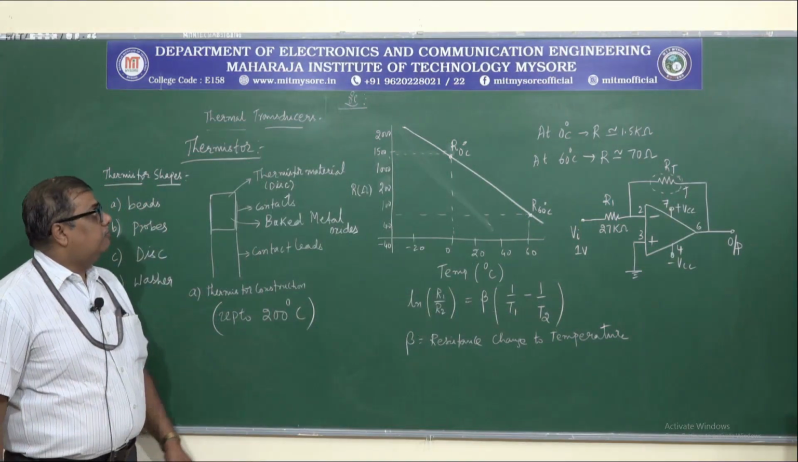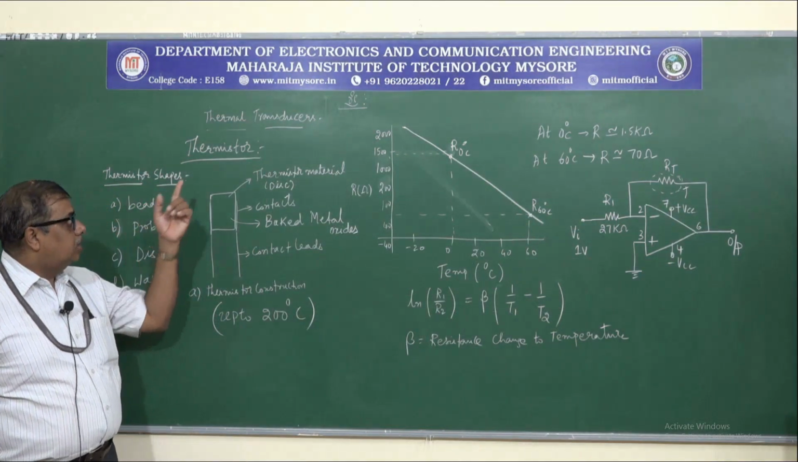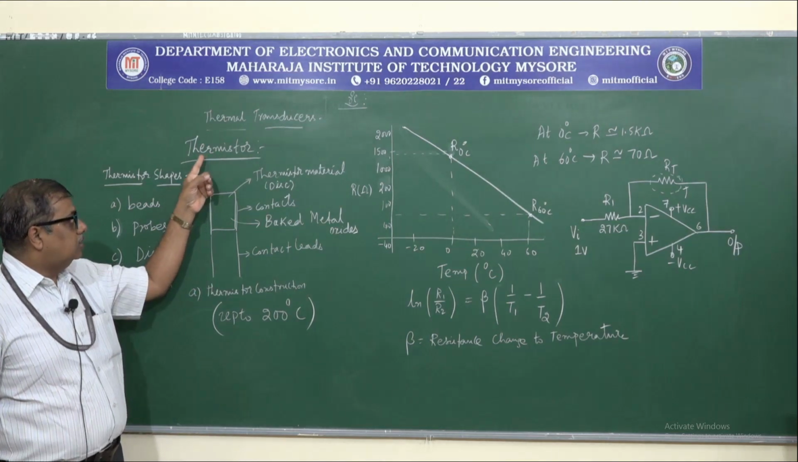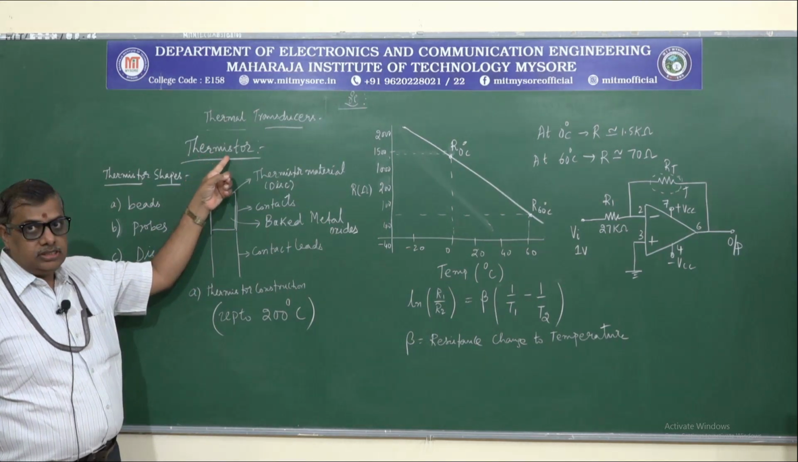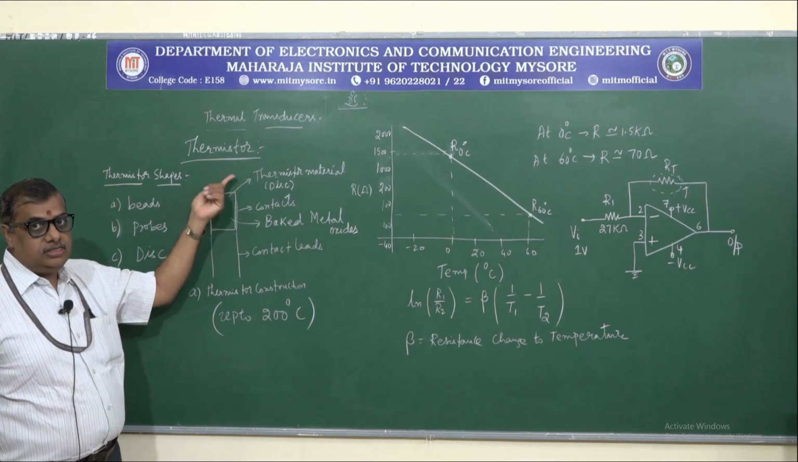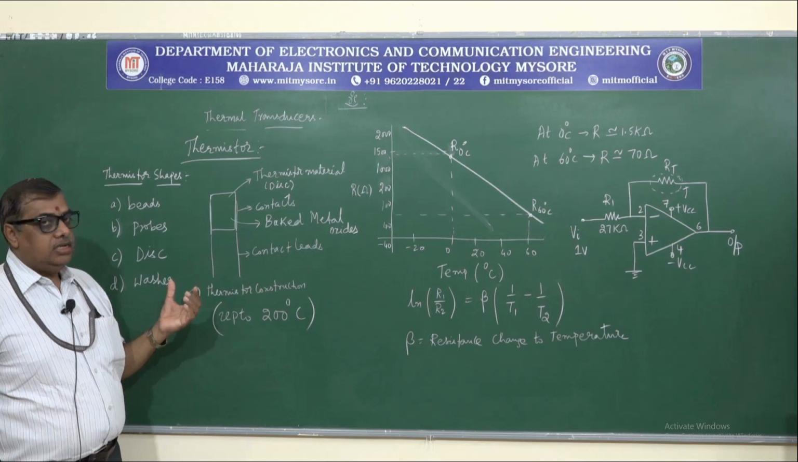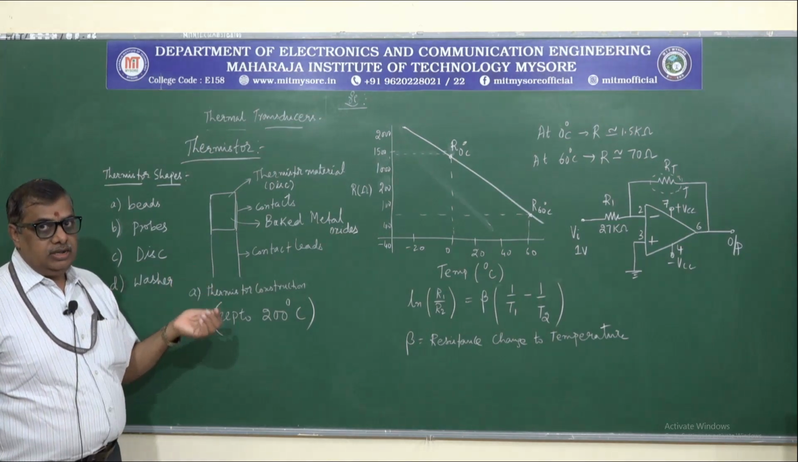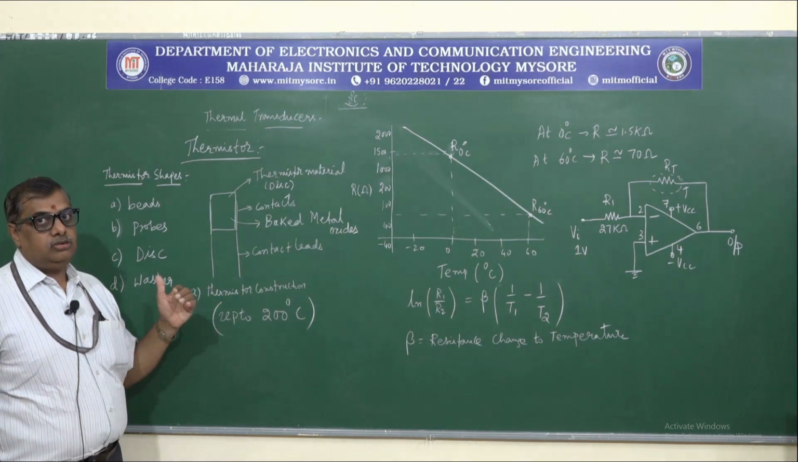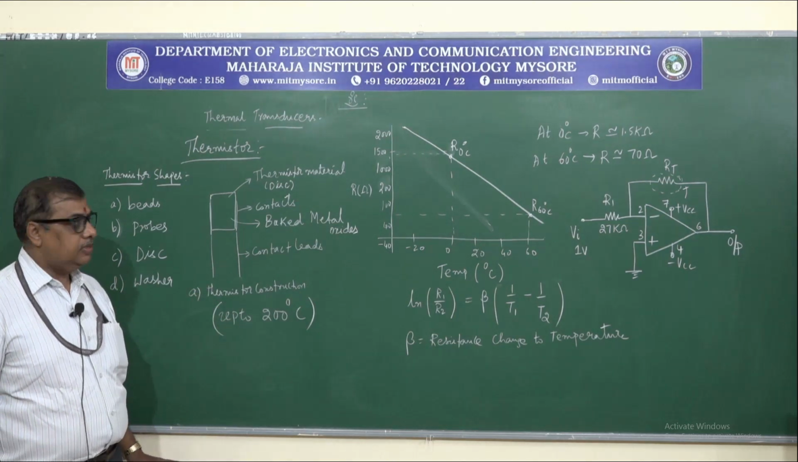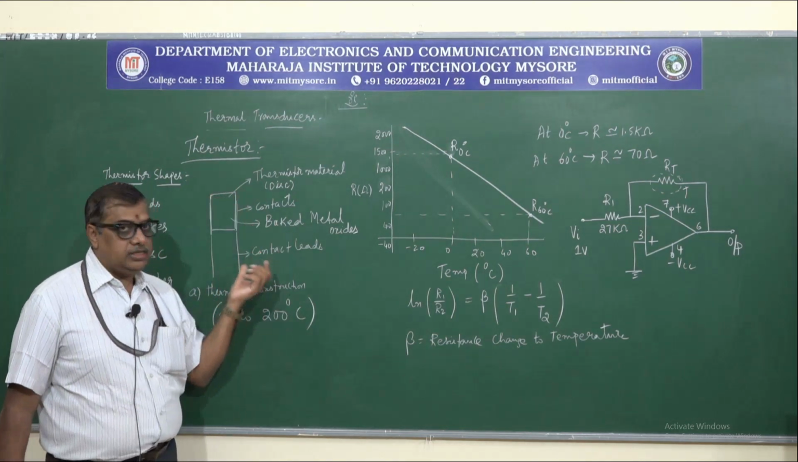The next type of thermal transducer is called a thermistor. In this thermistor, there are two terms, one is temperature and the other is resistance. So, temperature plus resistance is called a thermistor. It means that whenever there is a change in temperature, resistance is also going to change. That is the basic principle of a thermistor. This is the construction of a thermistor.